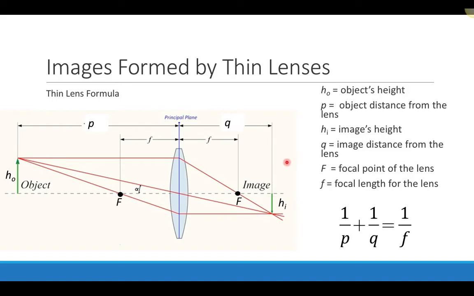So the thin lens formula provides a way of comparing where the object is located to where the image is located based on what the focal length of the lens is. And it turns out that 1 over the object distance plus 1 over the image distance will always be equal to 1 over the focal length.